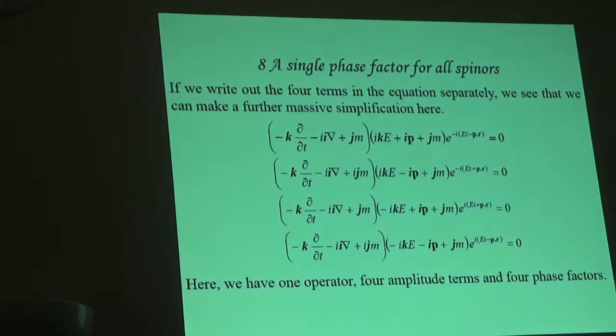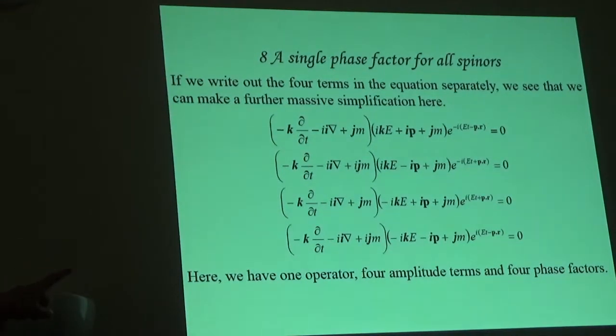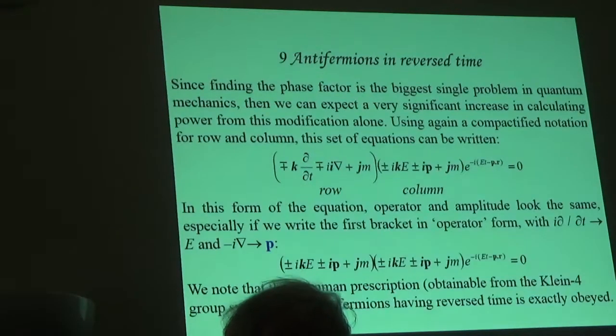Now let's write down the four equations that would result. Let's stick with the free particle for a moment. We've got one operator, and we've got four amplitude terms, which incorporate four different phases. Now I say that's extremely inconvenient. What makes it very inconvenient is having four phases, because finding the phase factor is how you solve these equations. So why not exchange the sign variation from the phase to the nilpotent operator? And that's what we do.